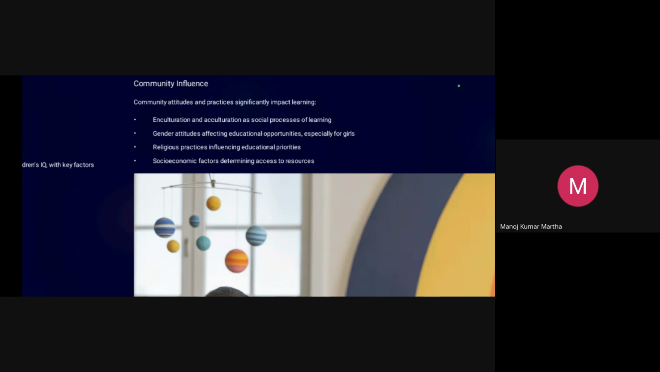So religious, next thing is religious practices which affect the educational practices, and the religious practices also influence the educational priorities.